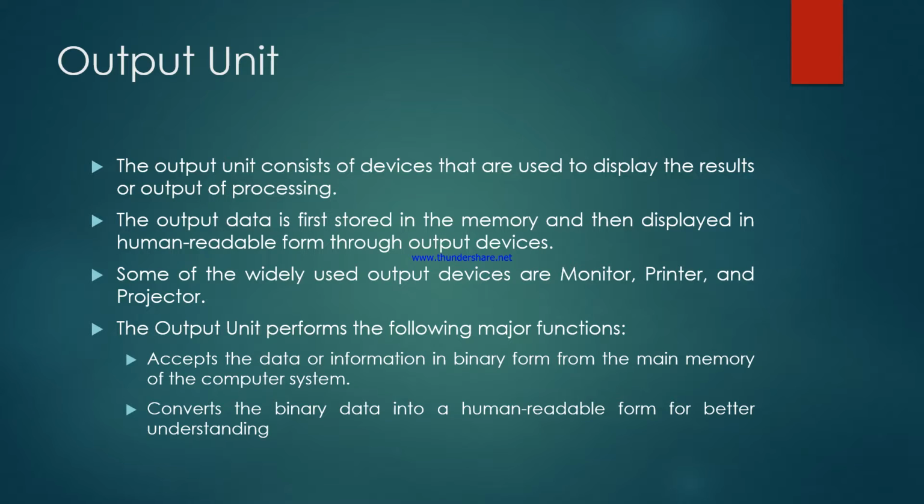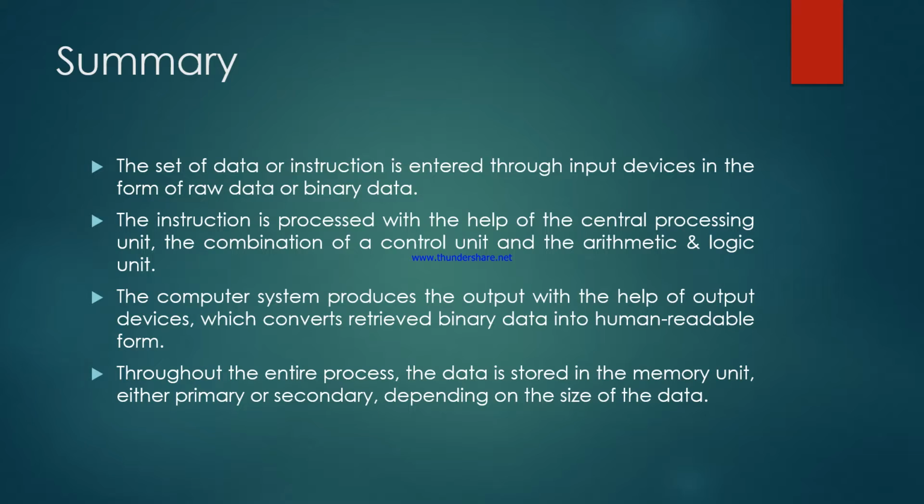The output unit performs the following major functions. The first one is that it accepts the data or information in binary form from the main memory of the computer system and converts the binary data into human readable form for better understanding of human beings.